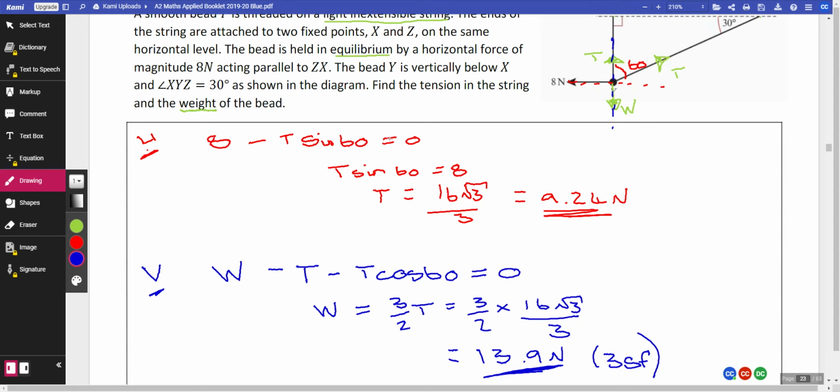I'm just using this method because it links directly back to F equals MA, and I'm just using here a equals 0, so it does revise that for those of us that are struggling with it a little bit.